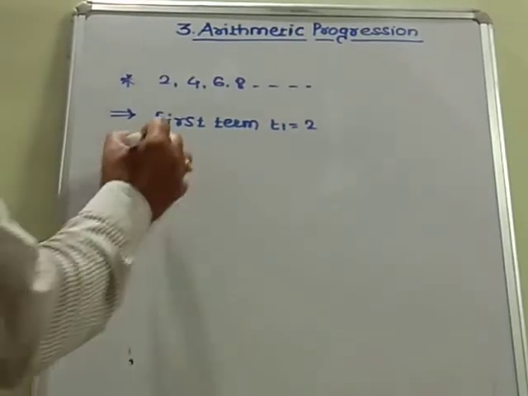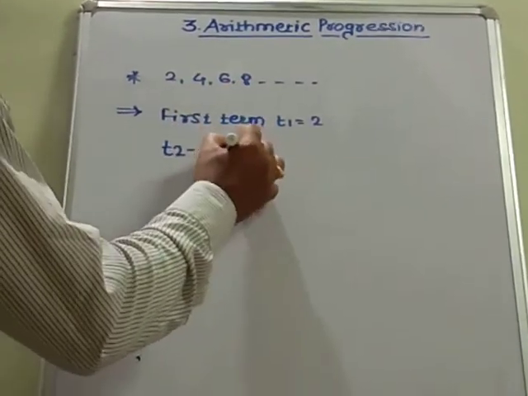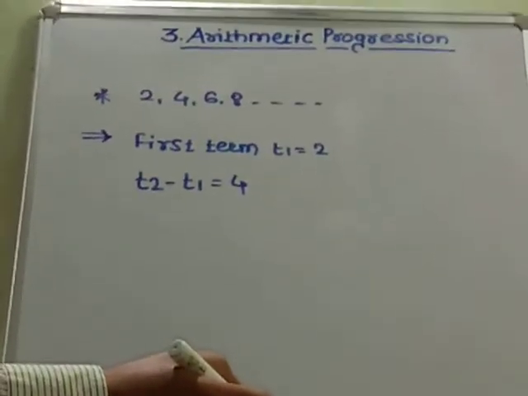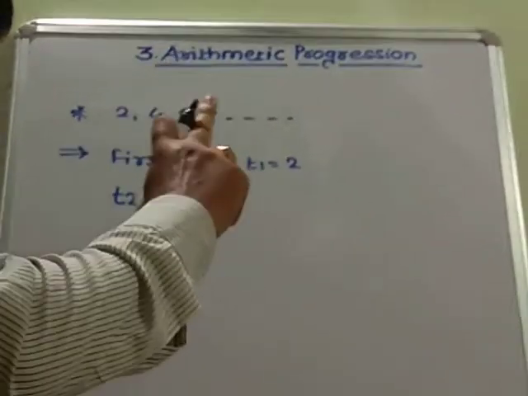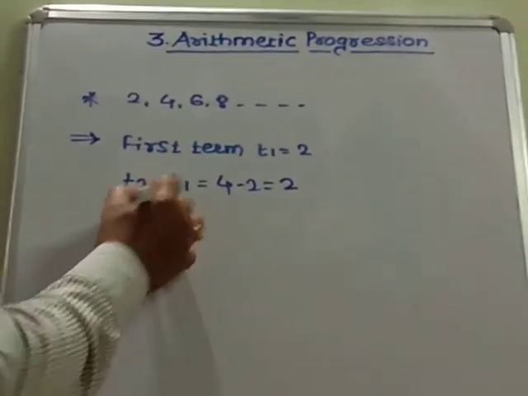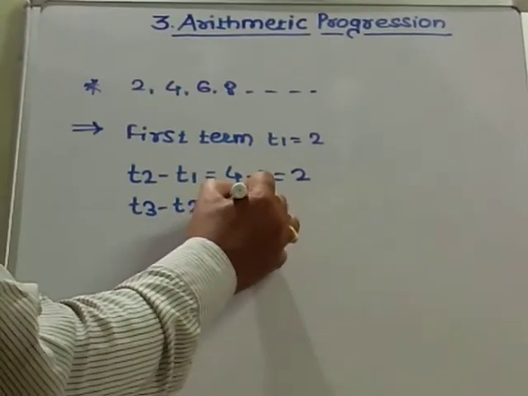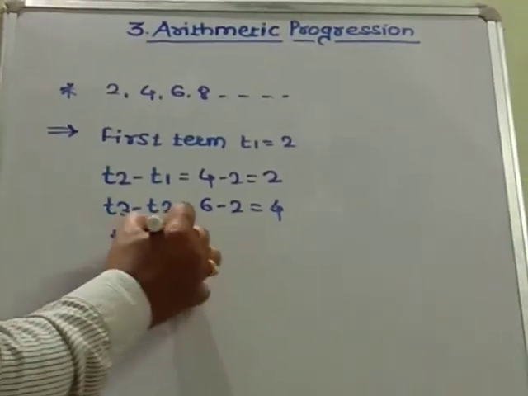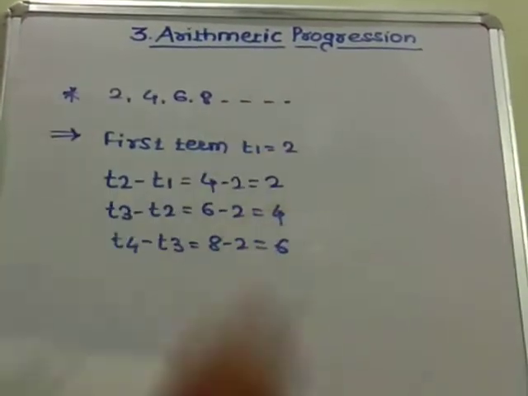Then T2 is 4. What is T2 minus T1? That is 4 minus 2, which is 2. Then T3 minus T2 is 6 minus 4, that is 2. T4 minus T3 is 8 minus 6, that is 2. You can get the answer here.